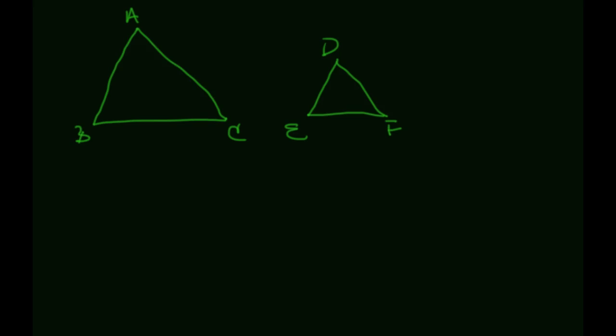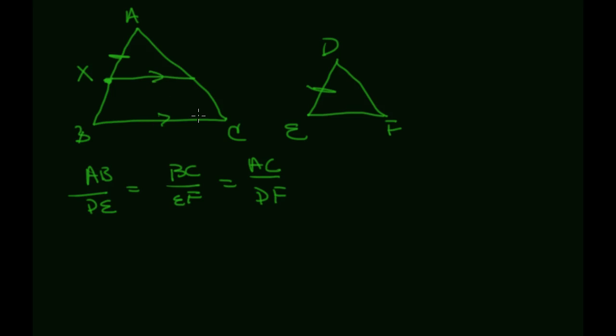This time, all that I'm given is that AB is to DE as BC is to EF as AC is to DF. I get all three sides set up proportional. I want to show that these two triangles are similar. So just like last time, I'm going to measure this length DE, find a point X, and make those the same length. Then I'm also going to draw in a parallel. Just like last time, those two angles have to be congruent because they're corresponding angles.